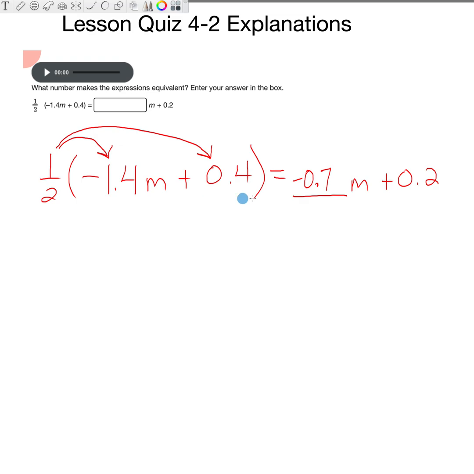It's half of 14 with a dot in the middle, basically. So this is negative 0.7. If you distribute the half, it just gets multiplied by both terms on the inside. So let's move on to question 4.